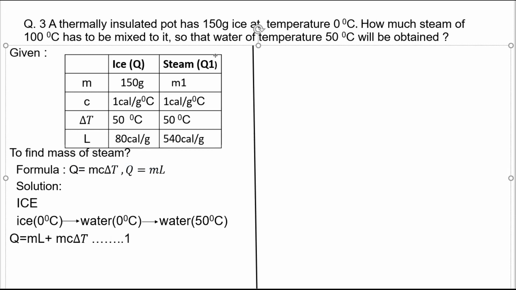Now, here ice absorbed heat. In the case of steam, we can write: steam at 100 degrees Celsius will get converted to steam at 100 degrees Celsius.